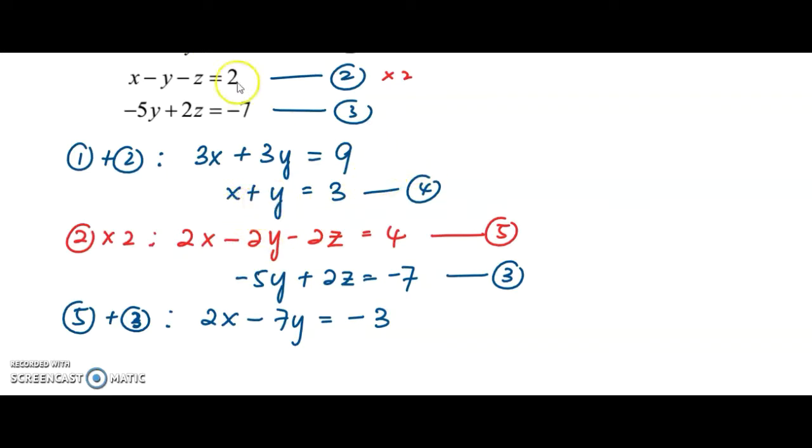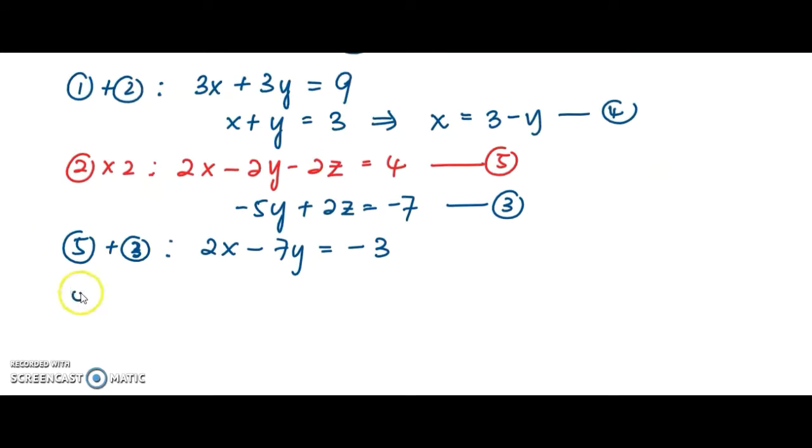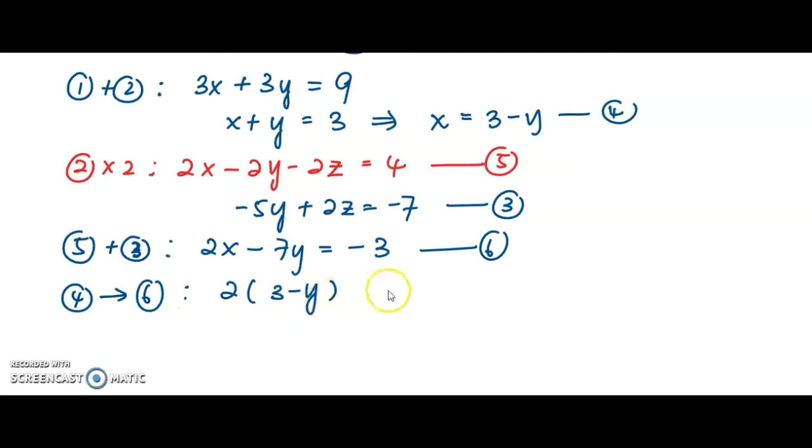After I have done this, now I'm going to substitute for x. You can make equation 4 have x as the subject. In terms of y, you have x equals 3 minus y. You name this as equation 4. I name the previous result as equation 6. So substitute equation 4 into equation 6, meaning that I'm going to substitute x as 3 minus y. So you will have 2 multiplied by (3 minus y) minus 7y equals negative 3.